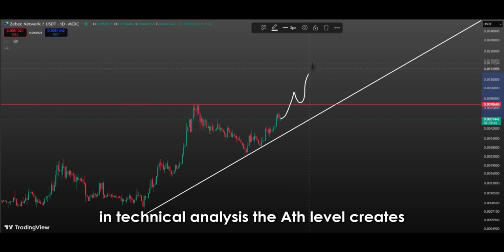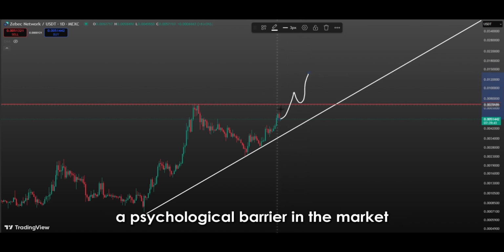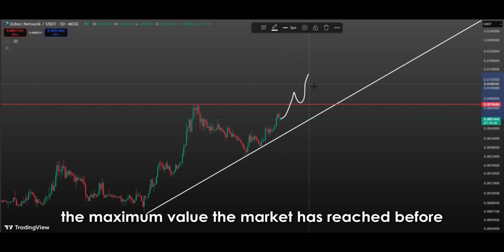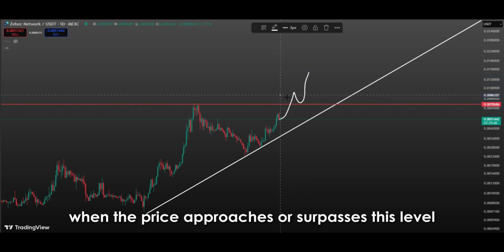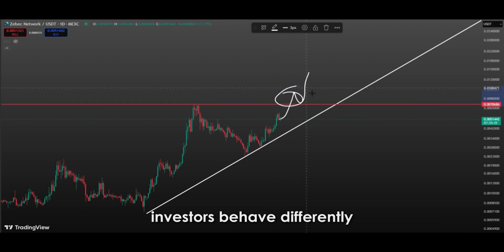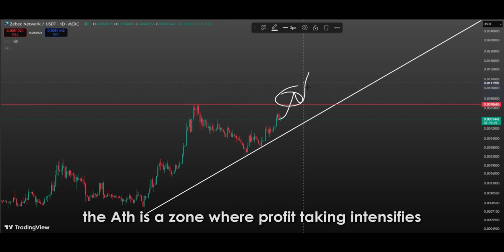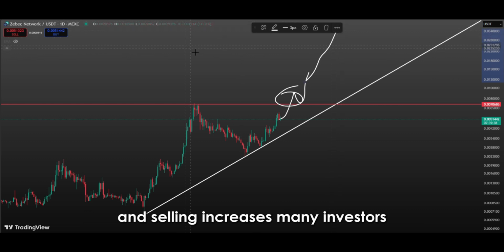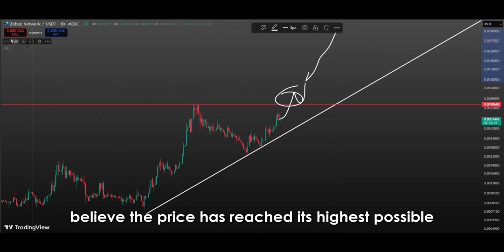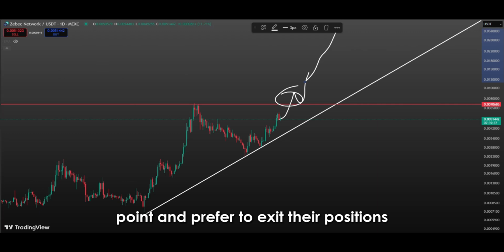The ATH level creates a psychological barrier in the market because it represents the maximum value the market has reached before. When the price approaches or surpasses this level, investors behave differently. For some, the ATH is a zone where profit-taking intensifies and selling increases. Many investors believe the price has reached its highest possible point and prefer to exit their positions.